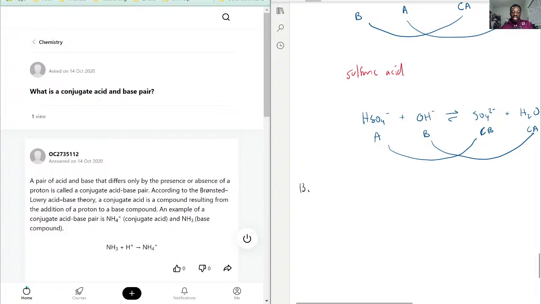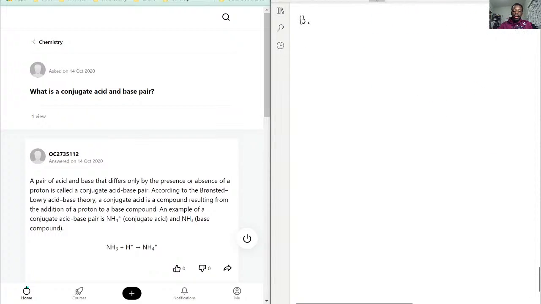What is a conjugate acid and base pair? So what this question is asking for is, how do you identify what the conjugate acid and base pair is? The key difference here is that there has to be one proton difference.